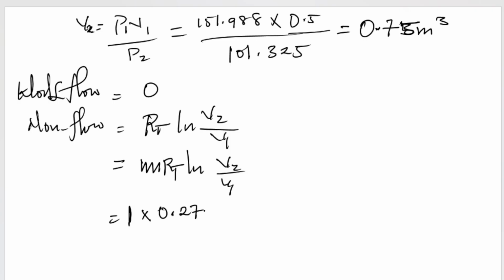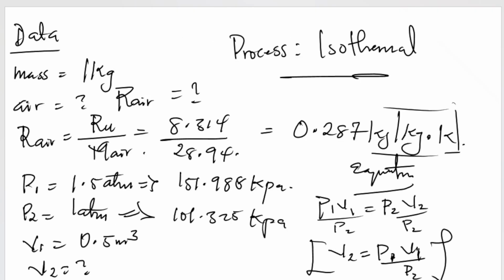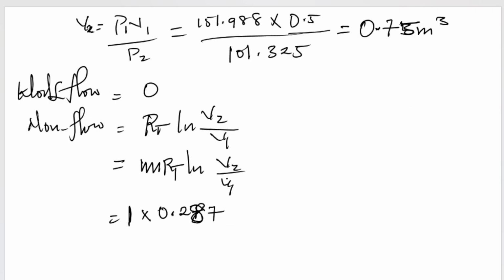0.287. So you had your R to be 0.287. That was what we calculated. And let's confirm that value, 0.287, which is our R for air, the general gas constant for air. So since we've gotten the value for our general gas constant for air, what was the temperature given?